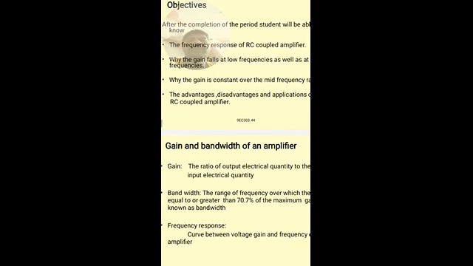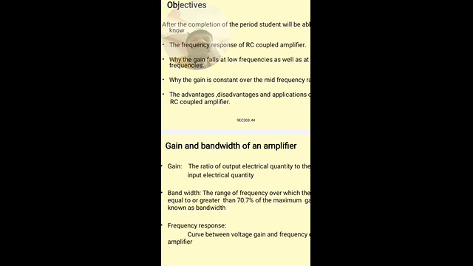And coming to important terms related to the amplifier: the gain, bandwidth and its frequency response. So you know what is a gain, the definition of gain. The gain is the ratio of output electrical quantity to the input electrical quantity. Here the output of the amplifier to the input of the amplifier, whether it is the voltage or current or the power signal. So accordingly we have different types of gains: voltage gain, current gain and power gain.